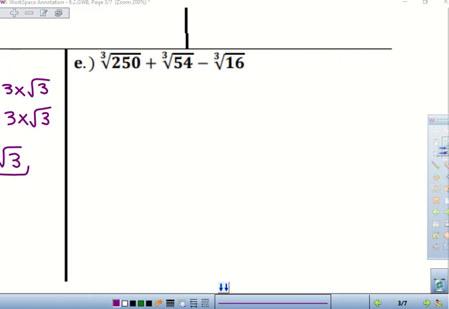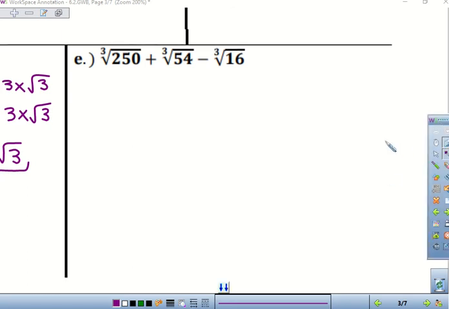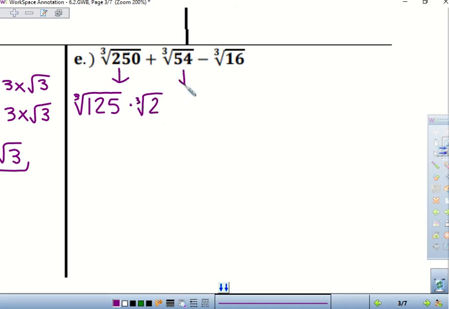Alright, this one here is a similar idea, but instead of regular square roots, we're trying to take cube roots. So we want to come up with perfect cubes. I can rewrite 250, and sometimes this takes a little bit of time to figure out what they are. Obviously, I just know these ahead of time, but this will break up into the third root of 125 and 2. This one right here will break up into the third root of 27 and 2.